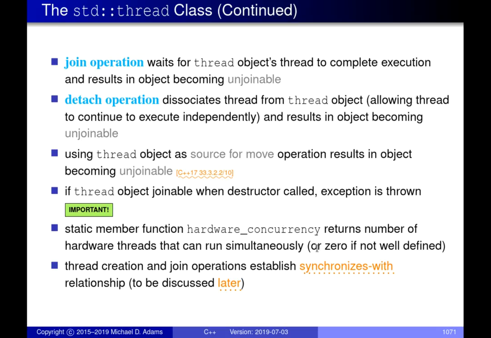This function, however, is allowed to return 0, meaning there's not really a well-defined meaning to the number of hardware threads that can be run simultaneously, depending on the particular hardware. Some hardware, it may not be clear what this value should return.